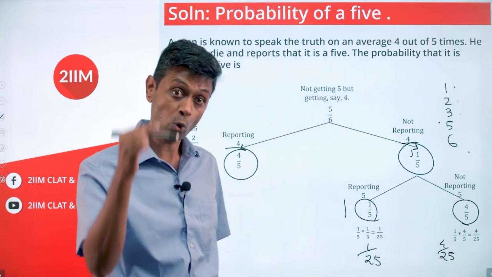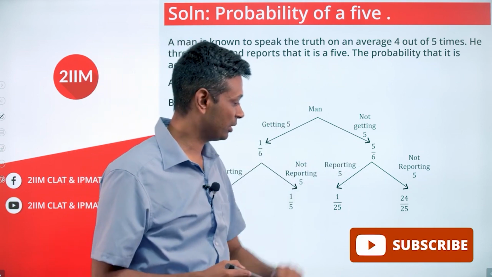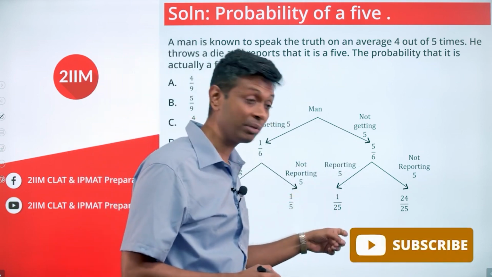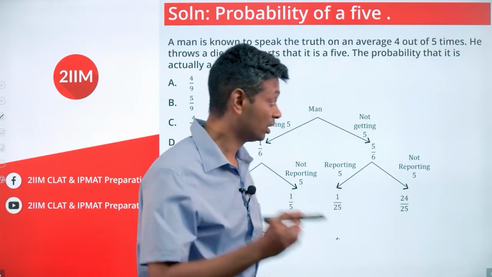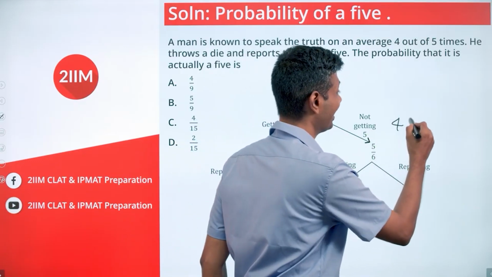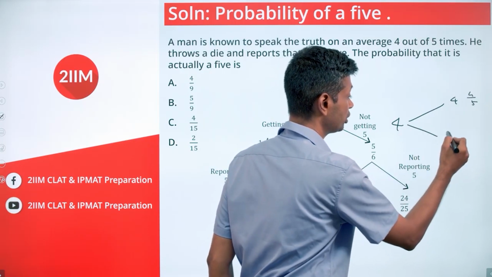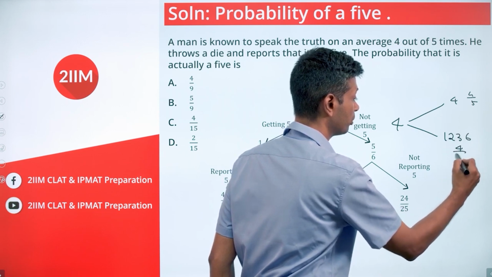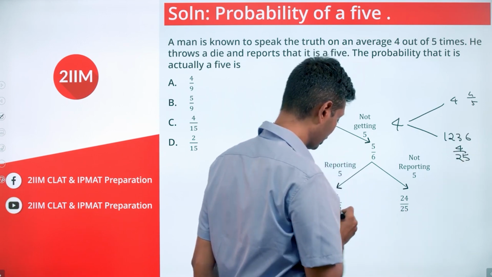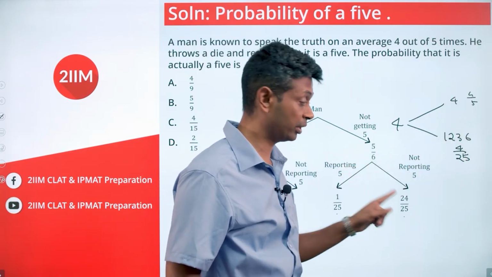Now we come back to our original breakdown and say, not getting 5 is 5 by 6. Reporting it as a 5 is 1 by 25. Not reporting as a 5 is 24 by 25. Why? Suppose this were a 4. I'll report it as a 4 in 4 out of 5 turns. I'll report it as 1, 2, 3 or 6 as 4 by 25. Reporting as 5 is only 1 by 25. 4 by 25 plus 4 by 5 is 24 by 25.